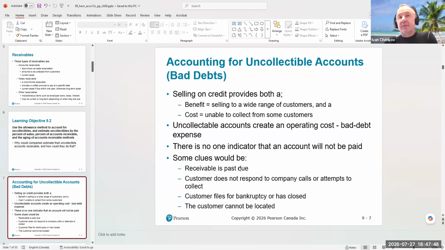So today we're going to discuss what we're going to do if we feel that our client, to whom we provide the service or sell the goods on credit or on account, is not going to pay. What are we going to do in that case? Obviously, the uncollectible amount, which comes from the sale where the client is not going to pay, is going to be an operating cost, called bad debt expense.